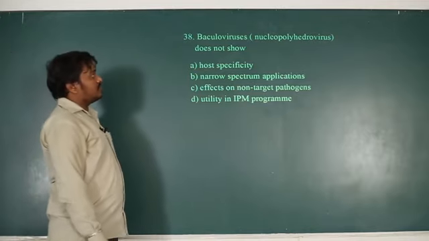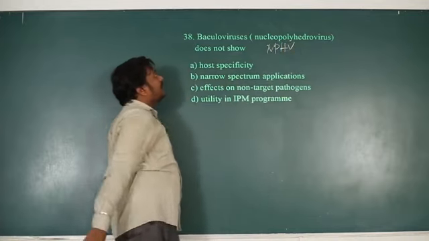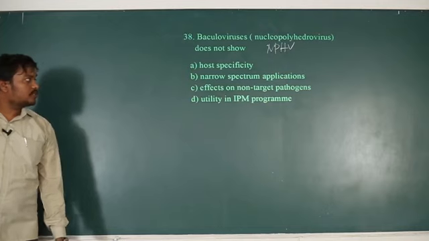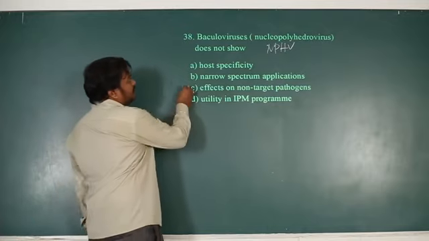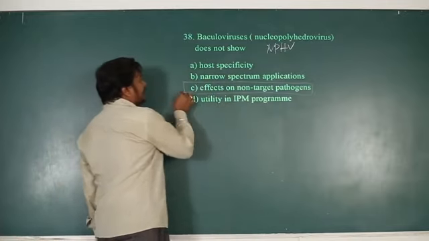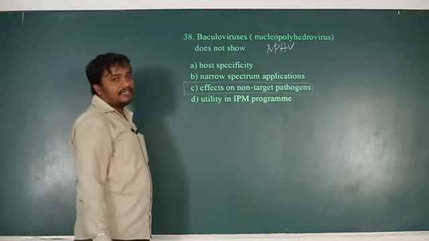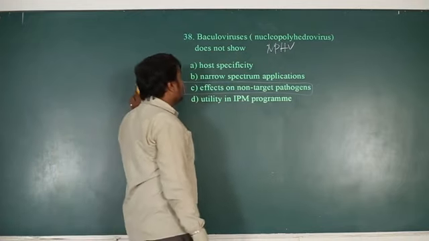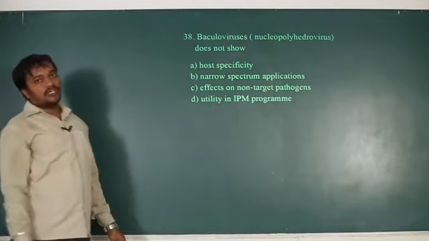Baculoviruses, the nucleopolyhedrovirus, are called NPV. They show host specificity, narrow spectrum applications, no effect on non-target pathogens, and utility in IPM programs. Of course, they can be used in IPM programs, and they do not show effect on non-target organisms. They can kill only a specific group of insects, which is why they are called very specific. So the nucleopolyhedrovirus can be used as a biocontrol agent to control insect pests.